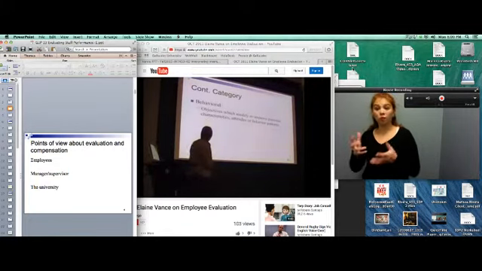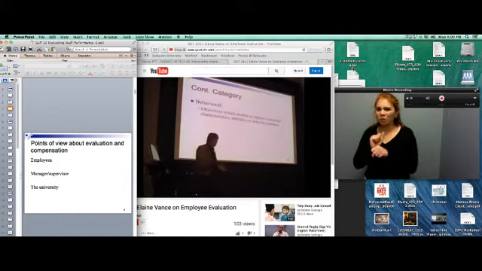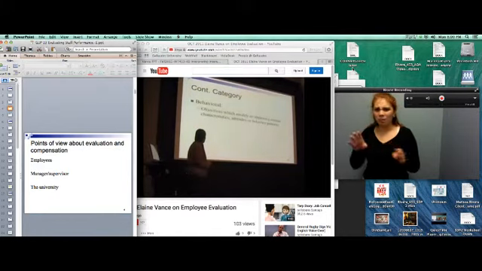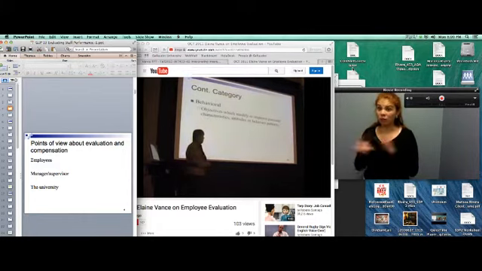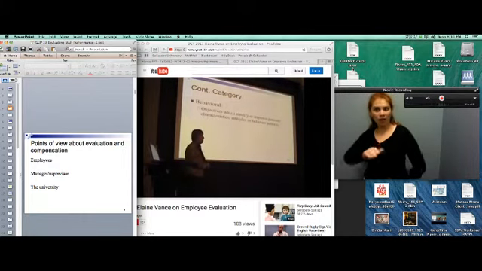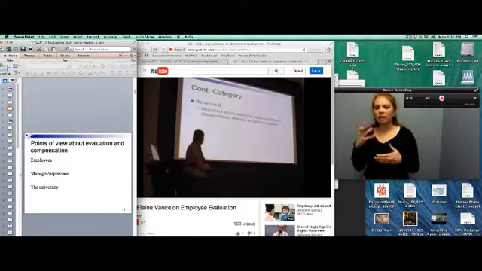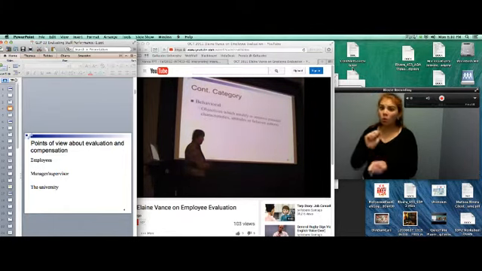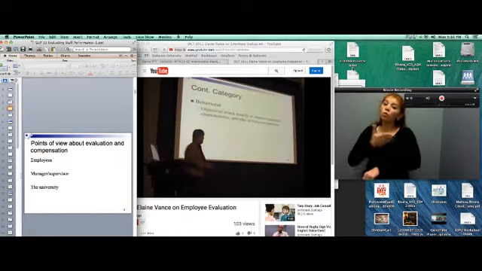Then we have behavior. Hopefully most of your employees will not have behavioral issues. But if you do, then you can talk about what kinds of attitudes and behavioral patterns need to be improved, need to change. This could be positive as well. I mean, you can work with an employee about improving something they already do well.